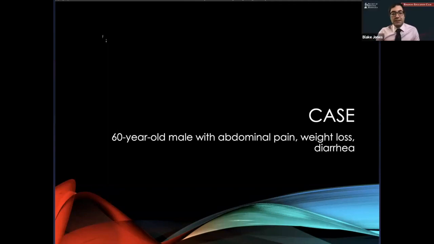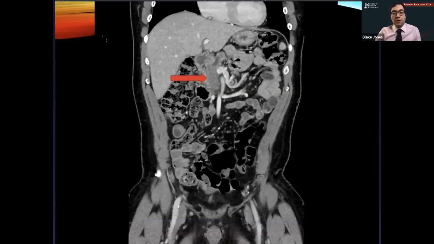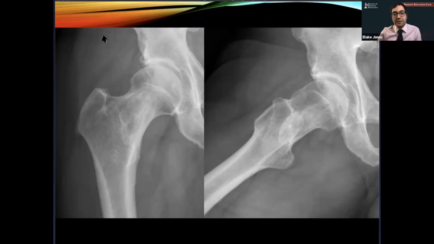All right, next case, 60-year-old male with abdominal pain, weight loss, and diarrhea. So it's an MSK conference, so I put an arrow on the finding for you, since it's the body finding. You can see the hypoattenuation in the pancreatic head and uncinate process, and some upstream dilation of the pancreatic duct here. So obviously the suspicion is for pancreatic cancer.